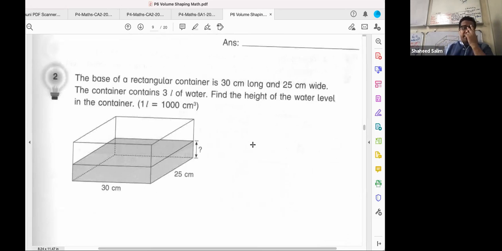Okay, come. We try the next one, the base rectangular. Remember, you can change this into cm cube. Just now we did that. 1 liter is 1000 cm cube. 3 liters is how many thousand? You know. You try.